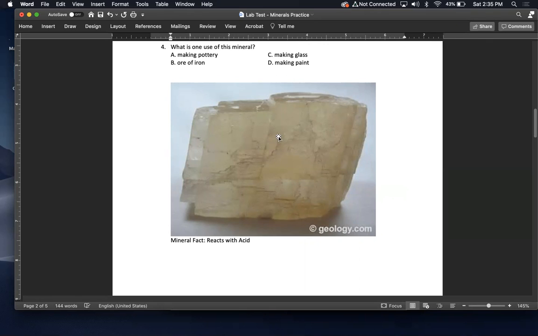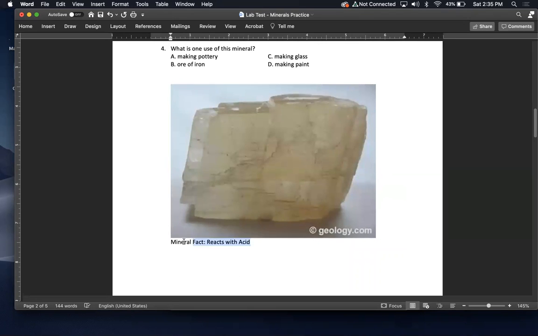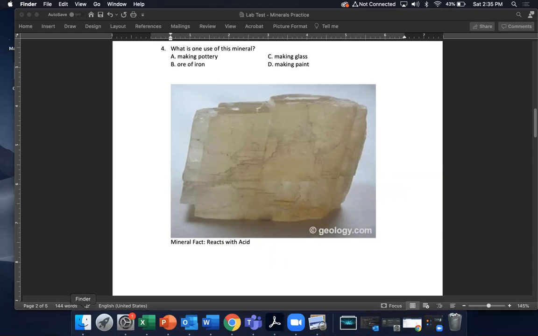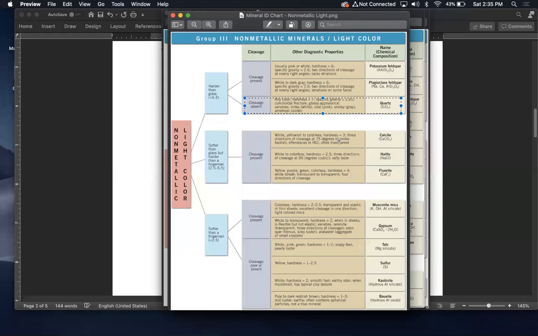And if we were to shine light on this, you'd see a very broad reflection, kind of like a mirror, where you would see that consistent glare. So that is a giveaway for cleavage pattern. So I don't even care really as much about this reaction with acid as I do that cleavage pattern. That's going to help me really quickly identify this mineral. So let's go ahead and do that now.